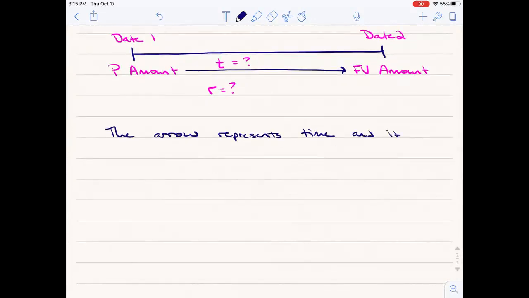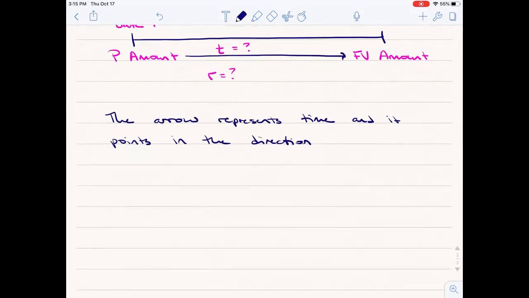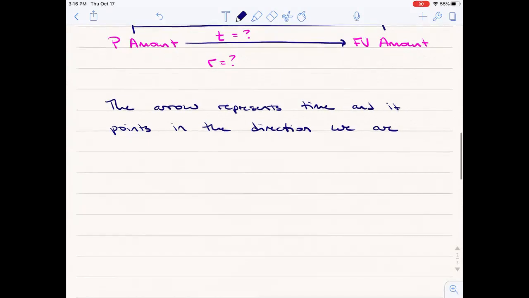And it points in the direction we are, and then I'll put in quotes, moving the money, right? We're not moving it, but it's just sitting there. So whether we're taking the future value and we want to know what it's worth today, or if we've got some deposit and we want to know what it's going to be worth in the future, we're moving the money.